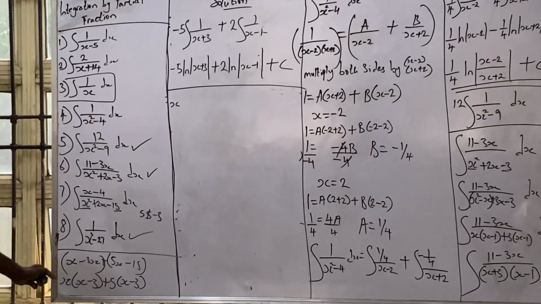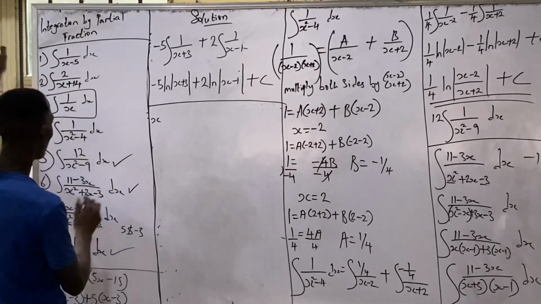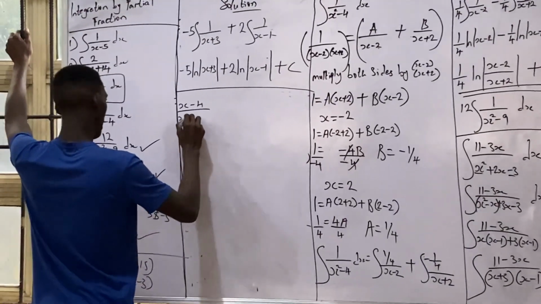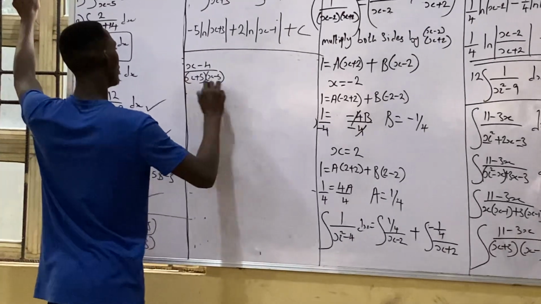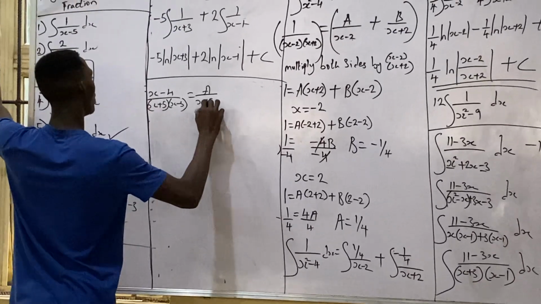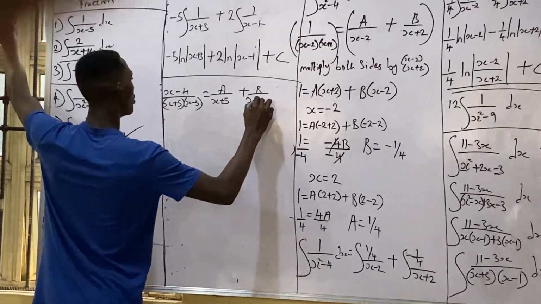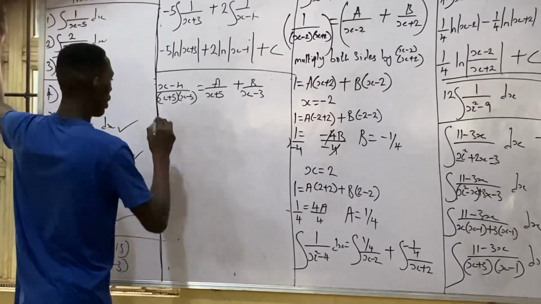So if you have to factorize this, you get x minus 3 and x plus 5. So let's write it. This is (x minus 4) over (x plus 5)(x minus 3). You equate this to A over (x plus 5) plus B over (x minus 3). Now, let's do our expansion.